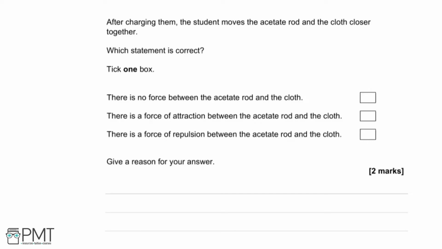After charging them, the student moves the acetate rod and the cloth closer together. Which statement is correct? Is it there is no force between the acetate rod and the cloth? Is it there is a force of attraction between them? Or is it there's a force of repulsion between them? So the key fact we need to remember for this question is that like charges repel and unlike charges attract.